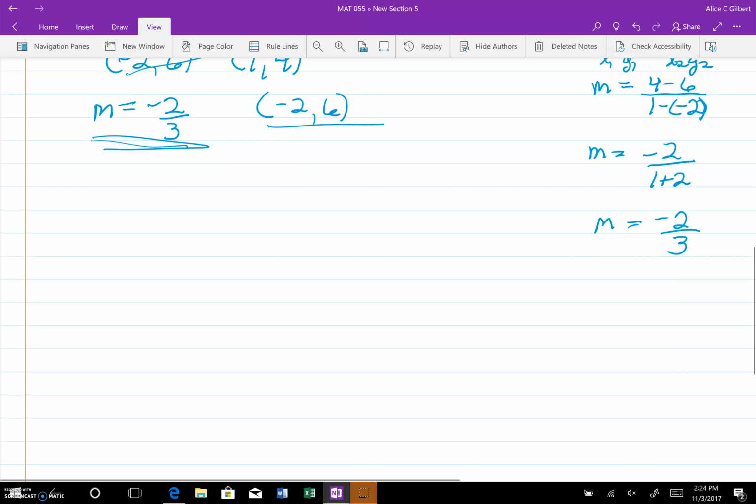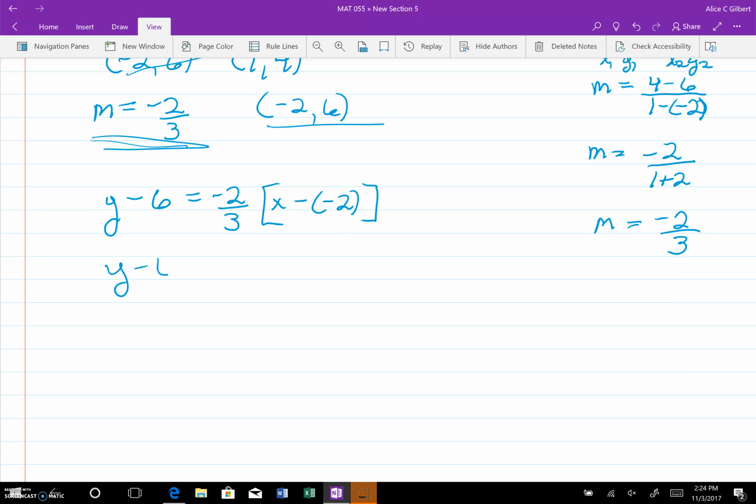So now we can put it into our point slope formula. So y minus y sub 1, which is 6 in this case, equals negative 2/3 times the quantity x minus 2, okay, because our x is a negative, okay? So y minus 6 equals negative 2/3 x plus 2.